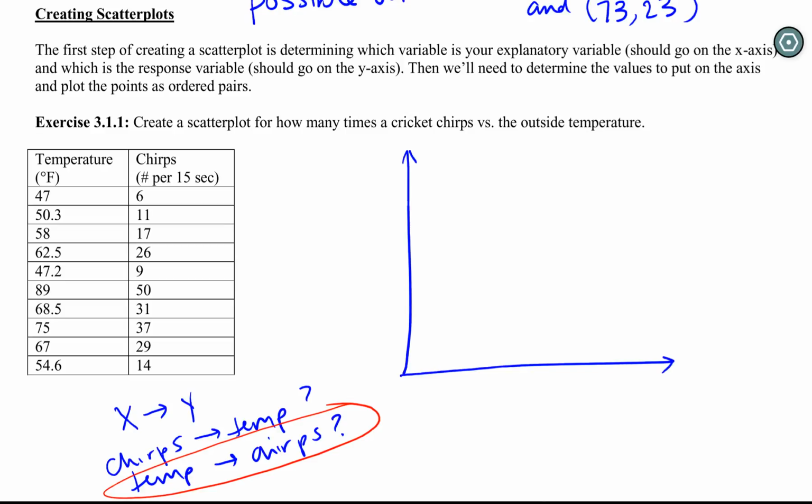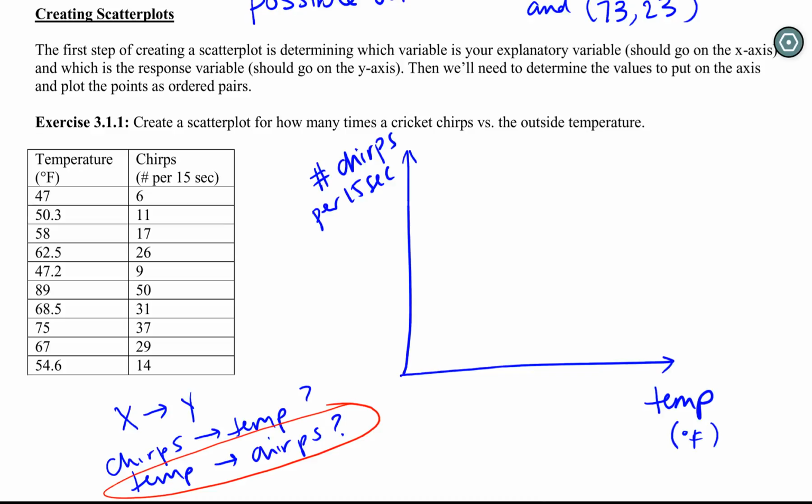So we're going to go ahead and put temperature down as our explanatory variable, right? The other one, our independent variable. And as our dependent variable or our response, we're going to put down our number of chirps. And this will be per 15 seconds. I should put down what the units are. This is in Fahrenheit. All right, so we've got everything down.